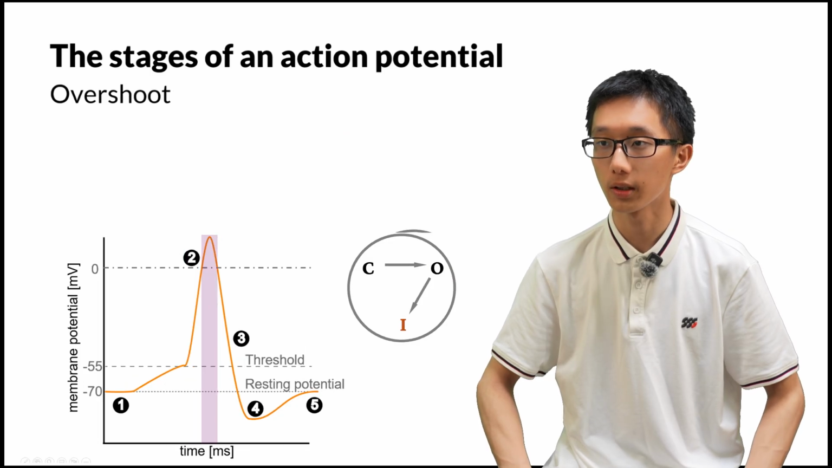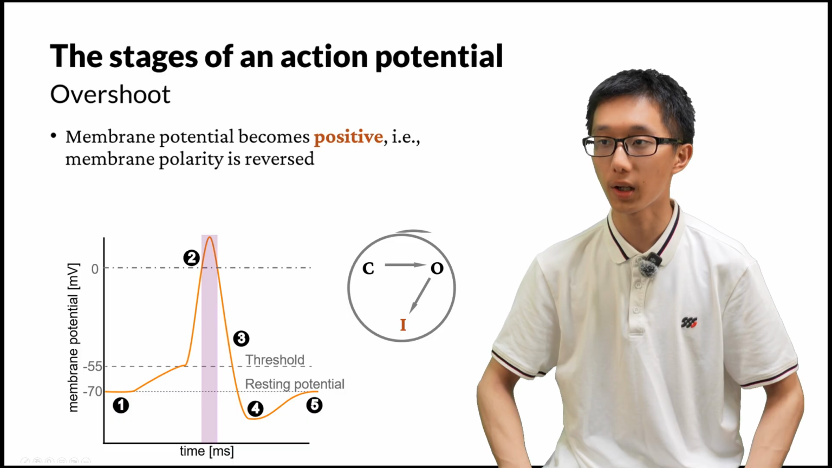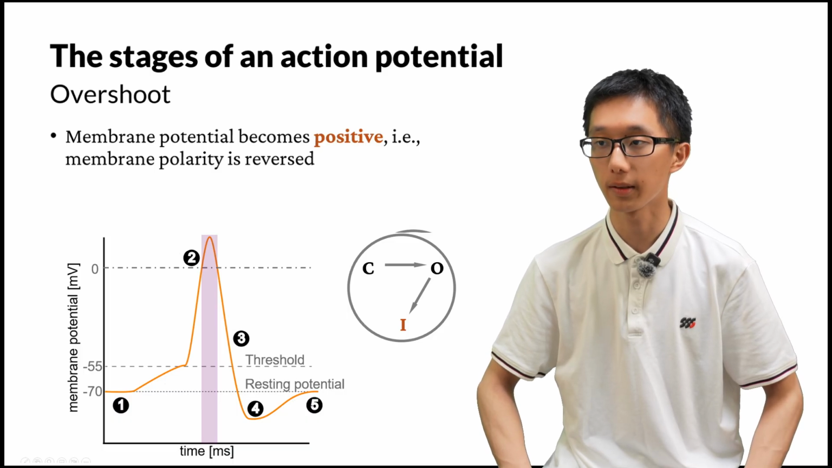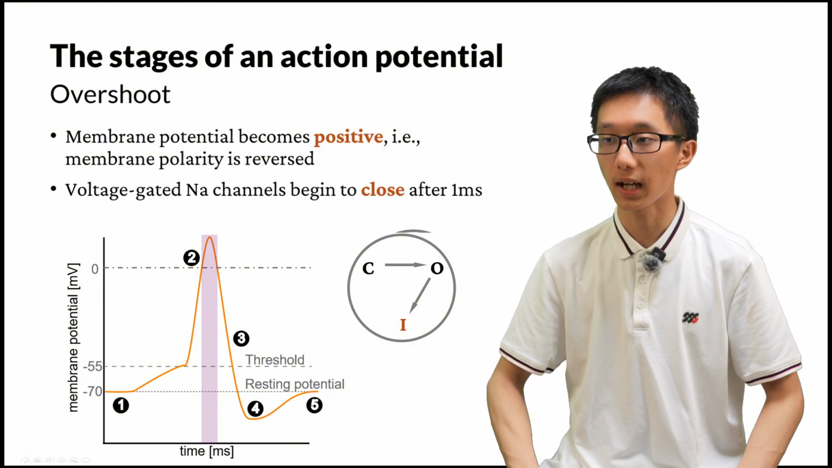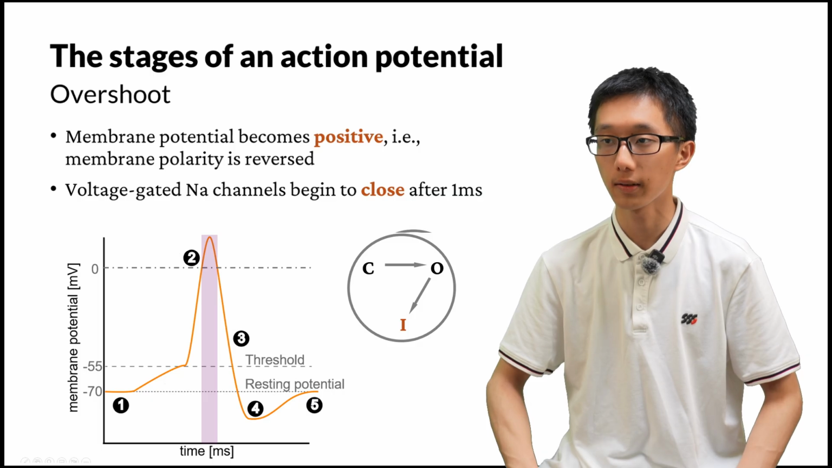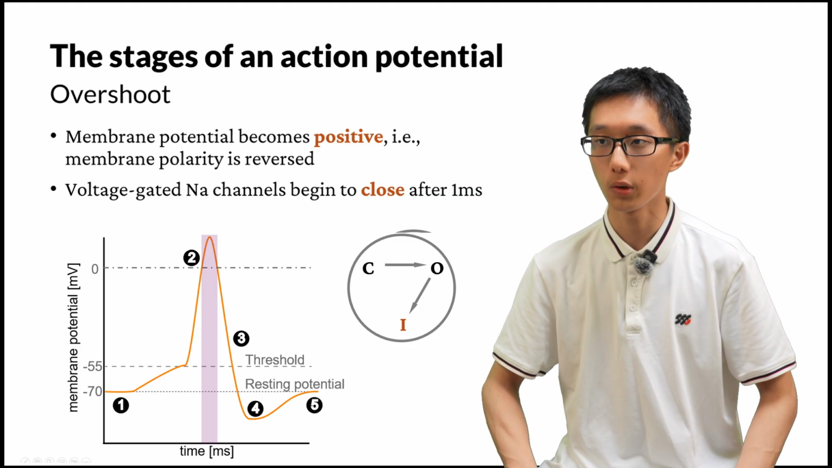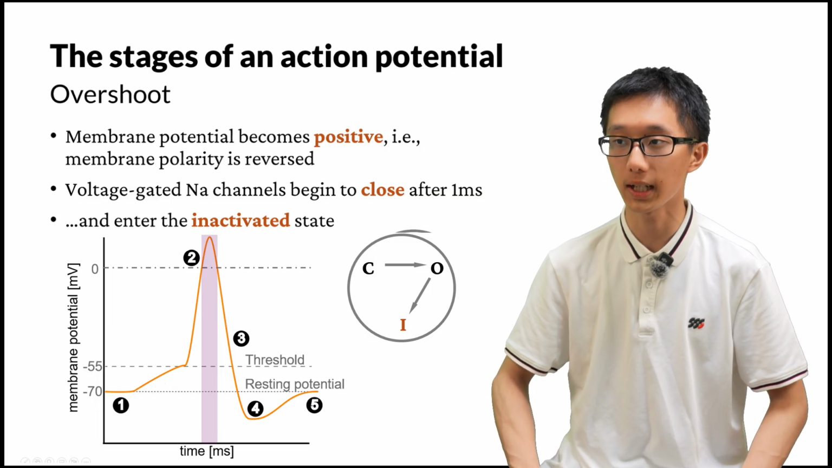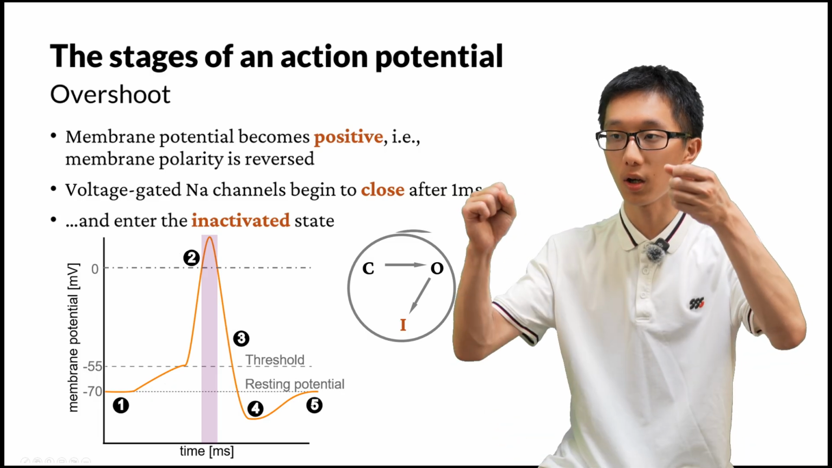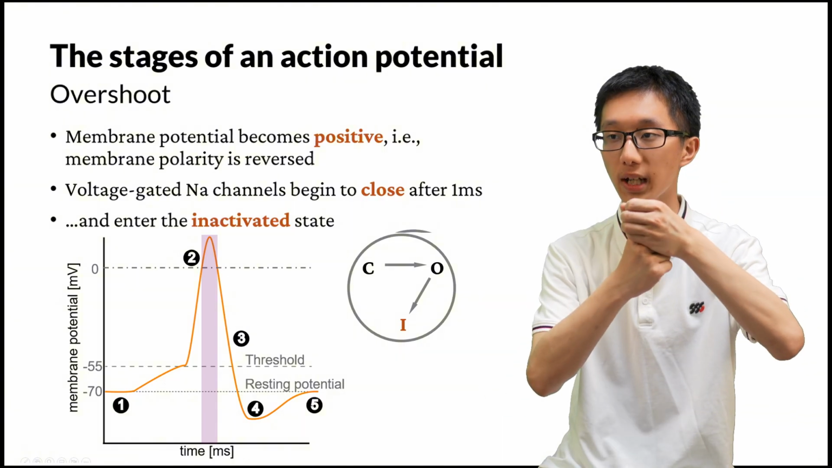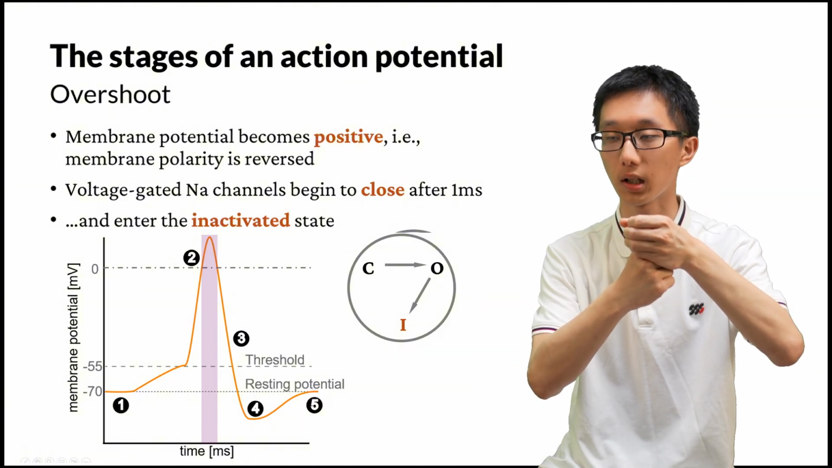In the overshoot, the membrane potential becomes positive. That is to say, the membrane polarity is reversed. It turns from negative to positive. After about 1 millisecond after the initiation of the spike, the voltage-gated sodium channels begin to close. Well, it is not so accurate to say that they are closed, but rather we should say that they are inactivated. That is to say, the ball is now stuck into the open ion channel to block the flowing of the ions.